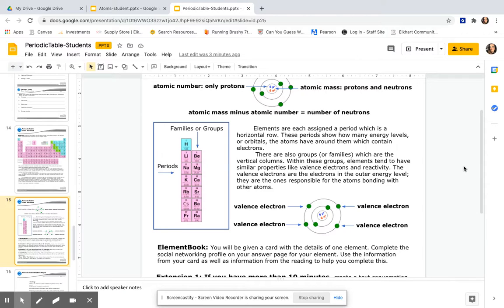Elements are each assigned a period, which is a horizontal row. These periods show how many energy levels or orbitals that atoms have around them, which contain electrons. There are also groups or families, which are the vertical columns. Within these groups, elements tend to have similar properties like valence electrons and reactivity. The valence electrons are the electrons in an outer energy level. They are the ones responsible for the atoms bonding with other atoms.